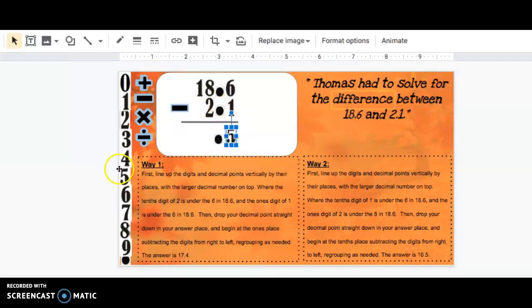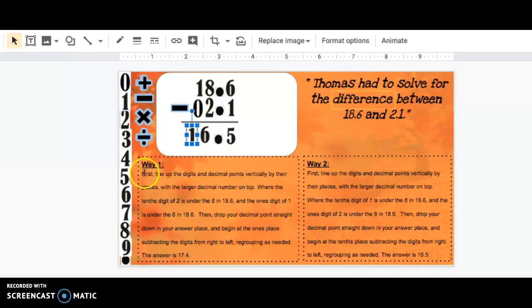8 minus 2 is 6. And if you needed to, you could have added a 0 here for the placeholder, so you knew that you would do 1 minus 0, and 1 minus 0 is 1. So now looking at our answer, 16 and 5/10, we have to determine which one is correct.